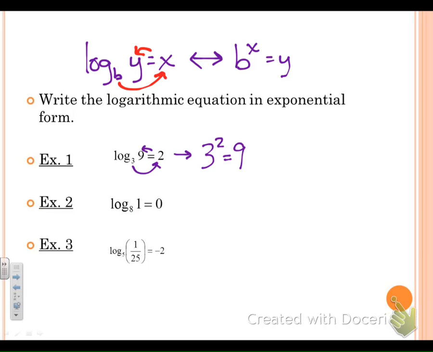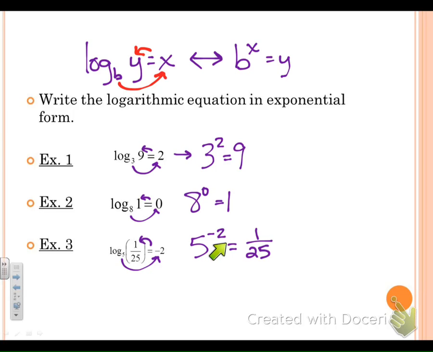Okay, so we're practicing trying to figure out from one form to the other. Next one, we're going to do base 8 to the 0 power equals 1. So we get the form 8 to the 0 power is 1. Last example, log base 5 of 1/25 equals -2. We're going to take base 5 to the negative second power, and that's going to equal 1/25.